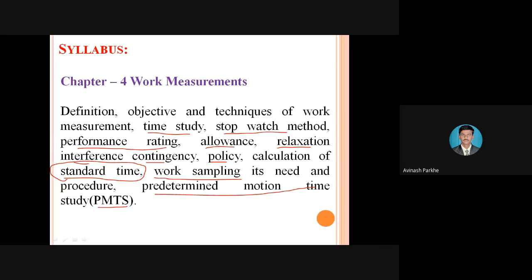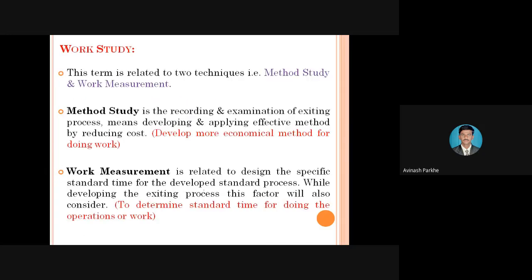So how much time is required to transfer your job from one location to another location, or how much time is required to complete the task assigned to that particular operator or worker, that we are going to discuss in this predetermined motion time study. So this is the overall syllabus or content of this chapter, that is work measurement. One by one we will start with this chapter.